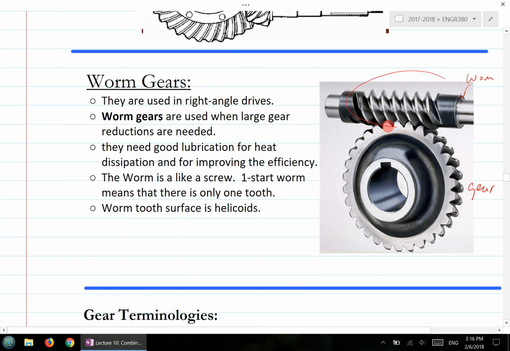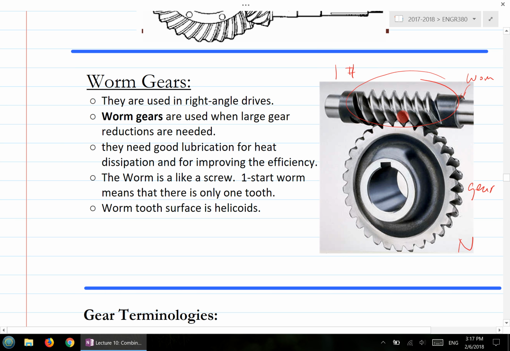In essence, the worm has only one tooth, and you see that one tooth goes all the way to the other end. Here you have n teeth, so the gear ratio is n to 1. So you can actually have a very high gear ratio compared to other types of gear pairs. But the motion here, instead of rolling motion, is sliding motion. So it generates a lot of friction and heat, so you typically need really good lubrication for heat dissipation. That's the shortcoming of the worm gear.